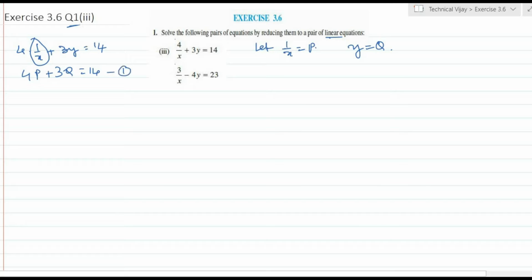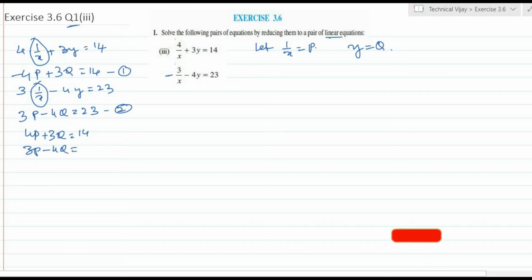This is one equation. Okay. Now see this equation, 3 into 1 by x minus 4y is equal to 23. So here 3p minus 4q equal to 23. This is second equation. So we will write first equation, 4p plus 3q equal to 14. Second equation will be 3p minus 4q is equal to 23.